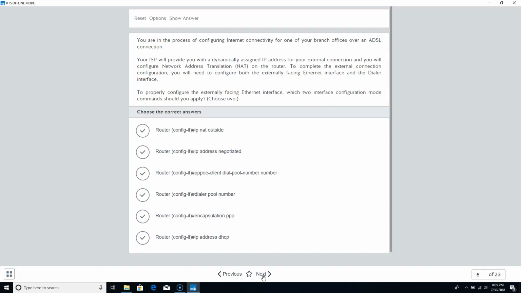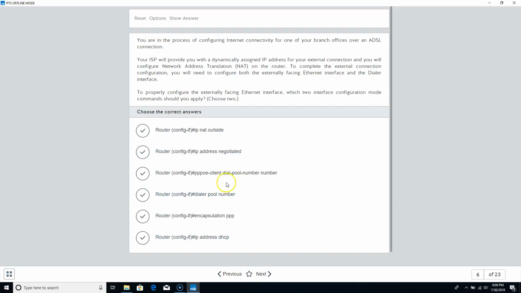You are connected to the process of configuring internet connectivity for one of the branches over asynchronous DSL. Your ISP will provide you with a dynamic assigned IP address for your external connection, and you will configure NAT on your routers. To complete the external connection, you will need to configure both the external interface and dialer interface. To properly configure the external facing interface, Ethernet interface, switch to interface configuration mode.